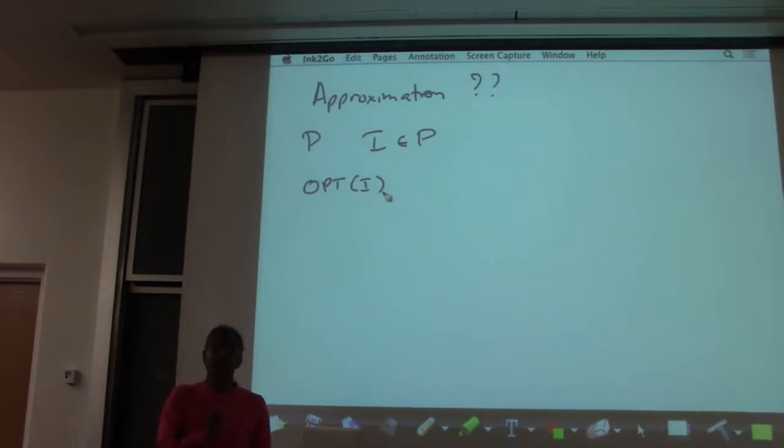But what we want to do here is a bit more ambitious. What we're saying here is that we don't just want to get close to the answer, we want to prove that we're always close to the answer, in the worst case. No matter what your instance is, we're always good.